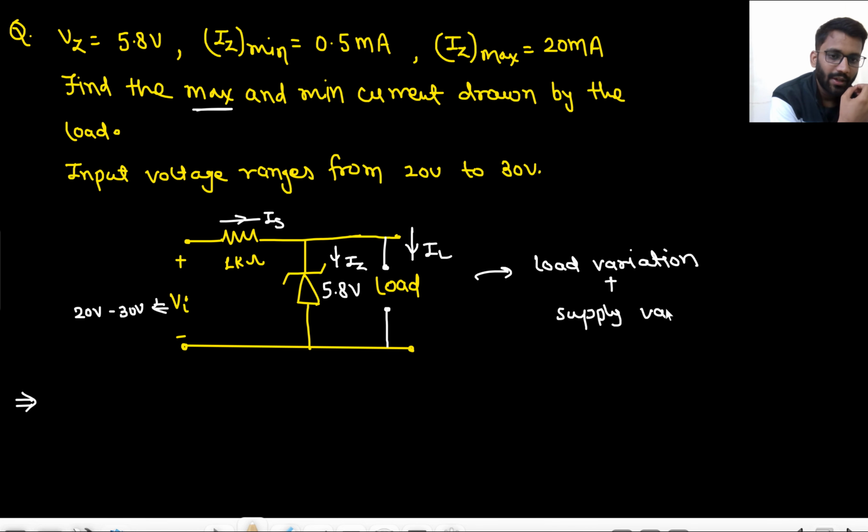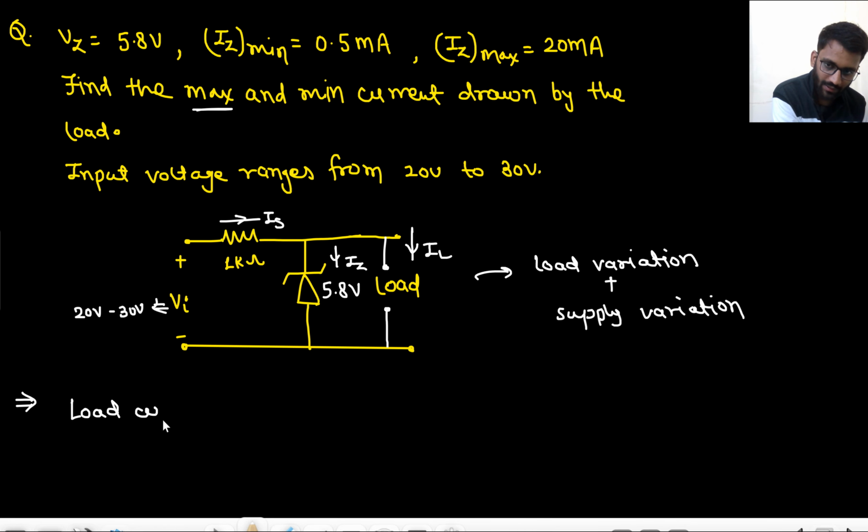Okay, we don't need to be tensed about it. We just remember two things. If load current is maximum, that means my Zener current will be minimum. If my Zener current is minimum, that means my supply is minimum. I will just write down this thing.